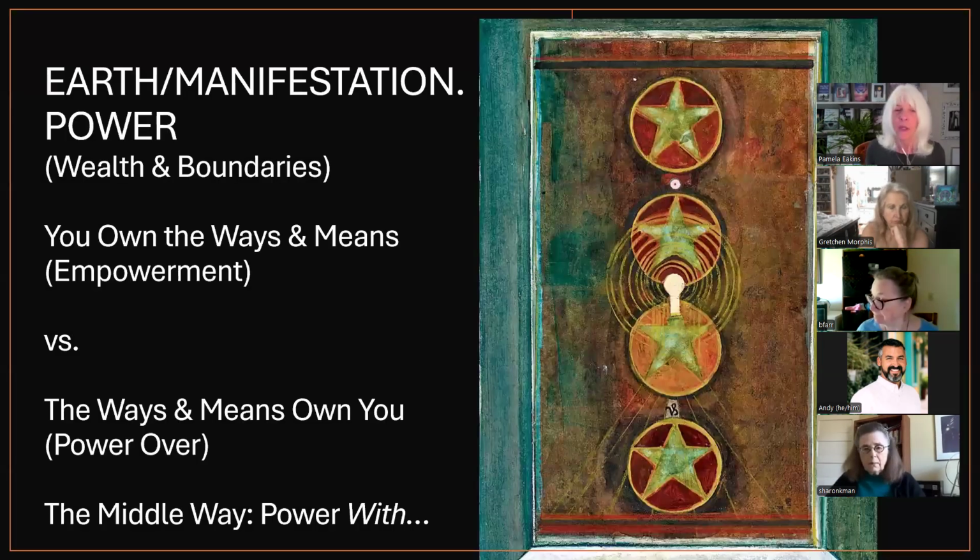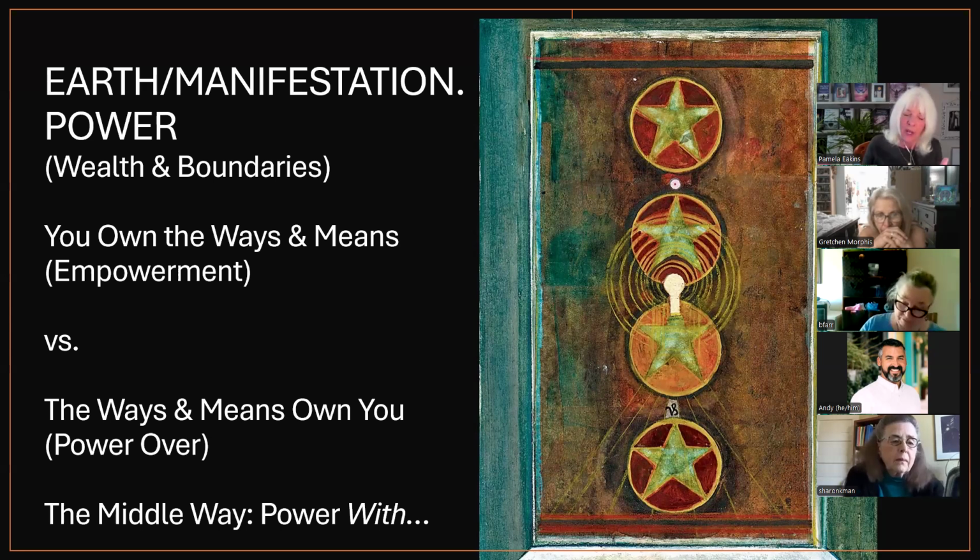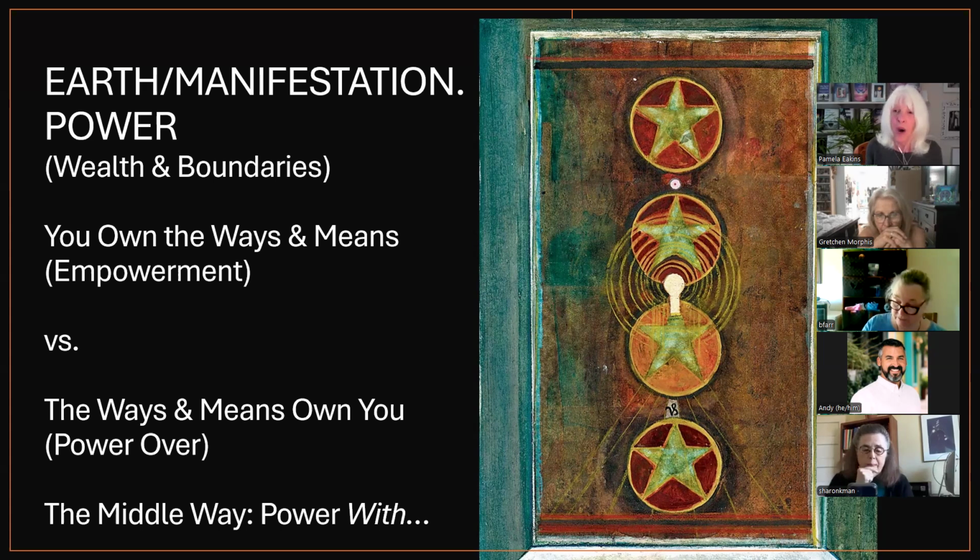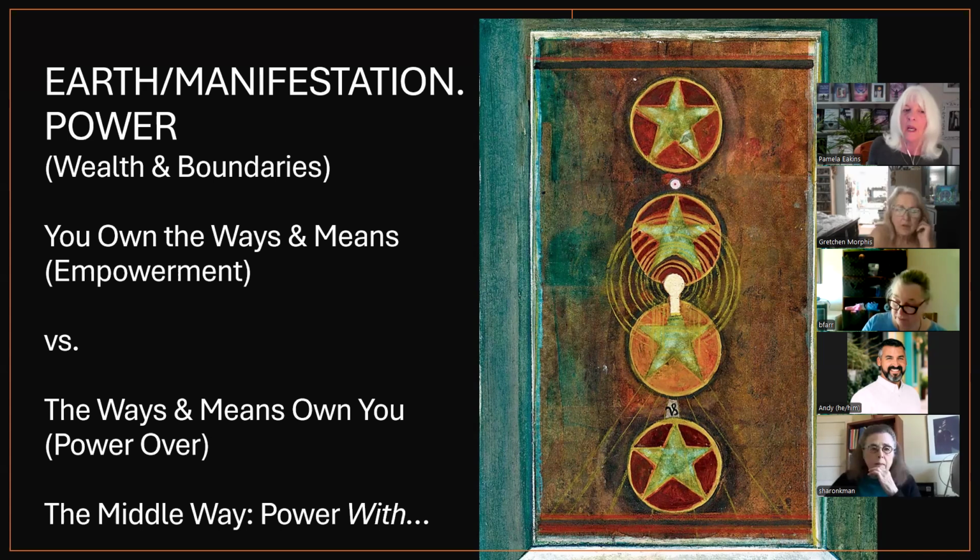And then earth. Earth is all about manifestation and power. So this is the four of earth, and this is a door. Are you going to open the door? Are you going to close the door? This is all about boundaries, and it can be about wealth, and it can be about holding on to. You own the ways and means, and that's the ways and means of your own empowerment. That would be the positive aspect. But the negative aspect would be the ways and means own you. That would be power over.